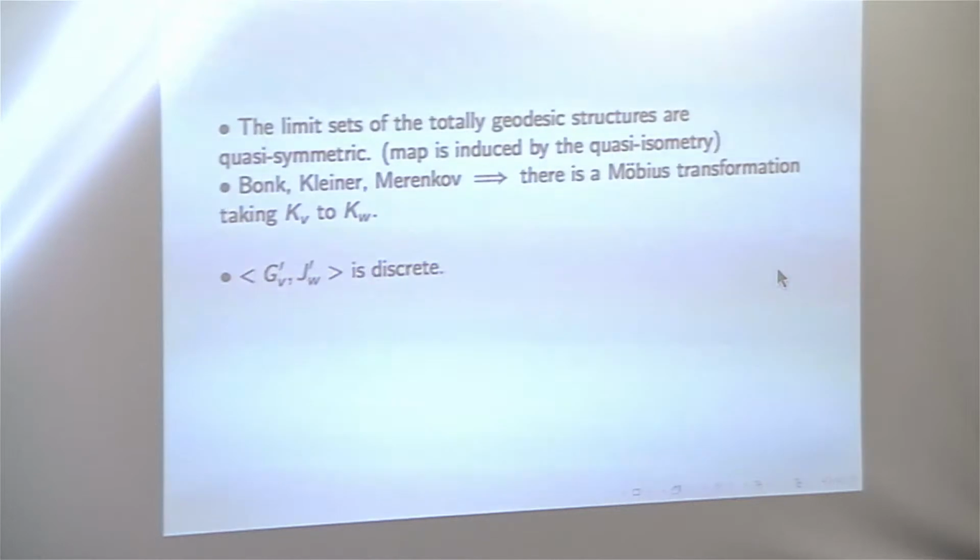So Bonk, Kleiner, and Merenkov say whenever I have a quasi-symmetric map, then it's actually a Mobius transformation taking one to the other. Okay, and then you can show, so now I have a Mobius transformation so I can assume that those limit sets of those totally geodesic structures are exactly identical. I can just conjugate so that one is the other. And then I can look at the group of all the transformations of that, and that's discrete, because if I had something getting closer and closer to the identity, it would fix 3 of the circles. So that would mean that it was actually the identity. So those groups are commensurable. The rigid groups are commensurable, which implies if one is a surface group, the other is a surface group.